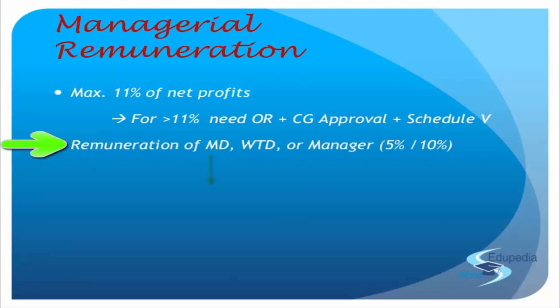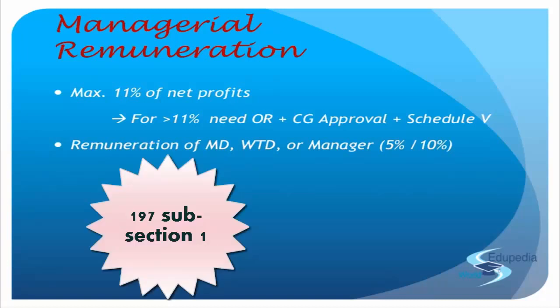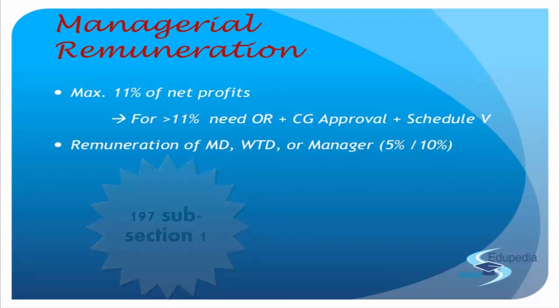Then if we talk about remuneration of MD, WTD or manager, then individually what are the percentages allocated to them, right? So this is 197 subsection 1 and this is the second proviso to 197(1), and the 11% figure was the first proviso to 197 subsection 1. So except with the approval of the company in the general meeting, the remuneration that is payable to a whole-time director or a managing director or a manager shall not exceed individually 5% of the net profit if you have only one of them. If you have a manager, that means you cannot have another manager or any managing director, right? And it's a situation that you don't even have a whole-time director.